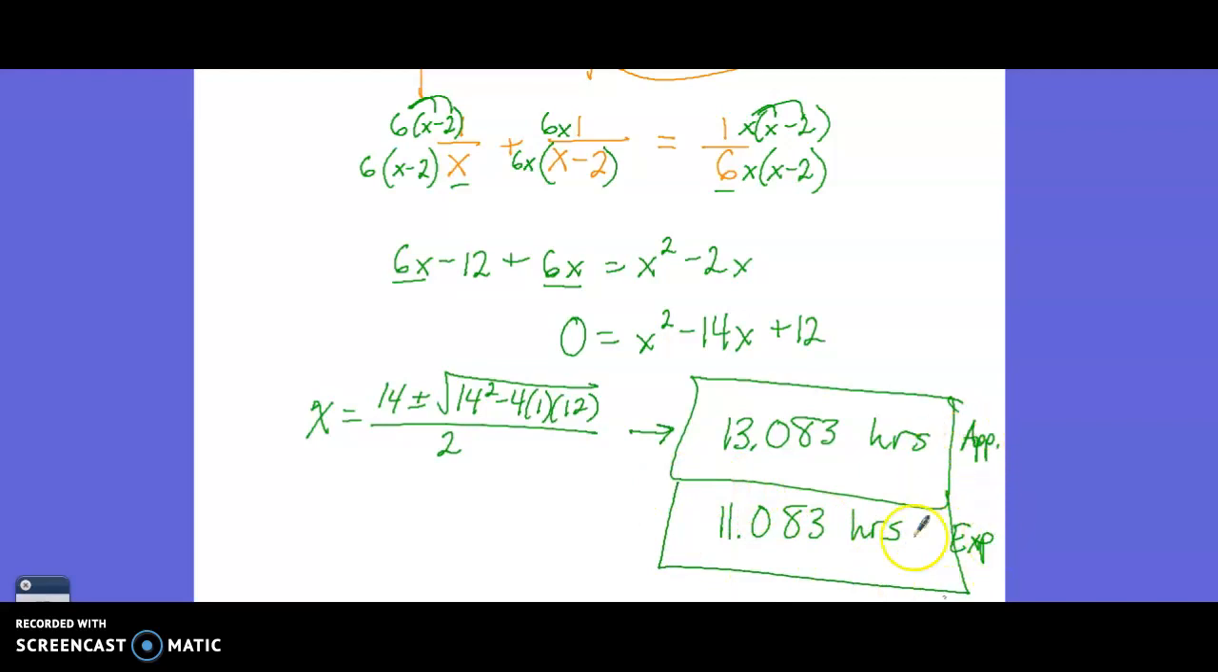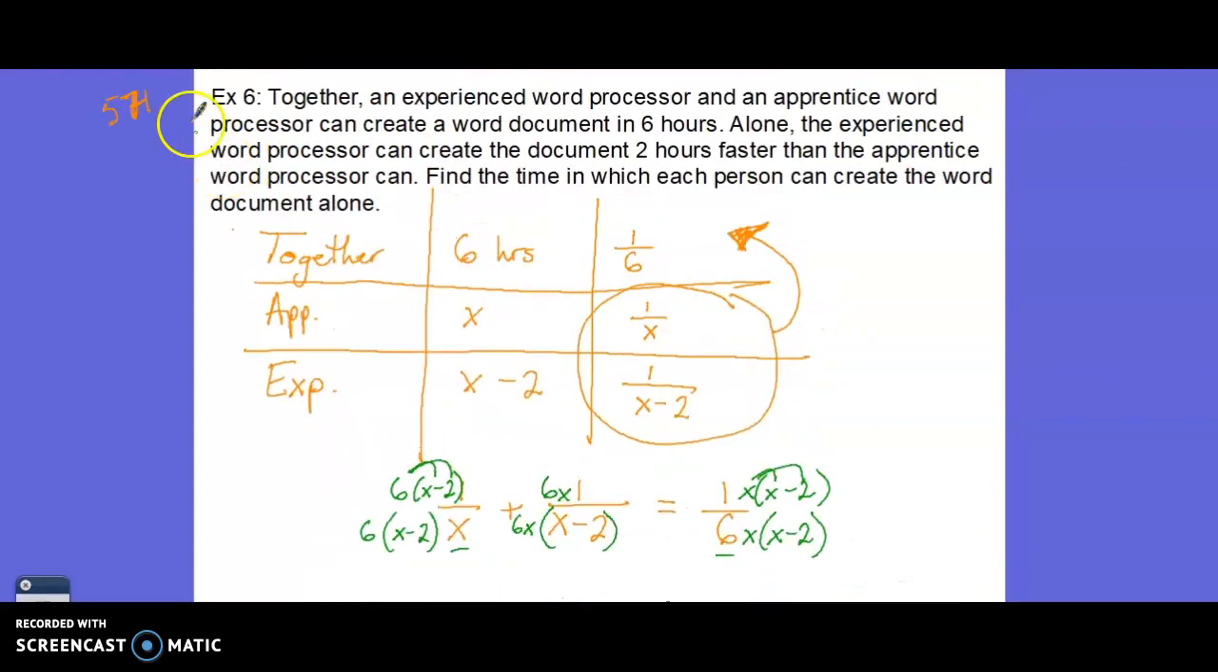So feel free to pause the video. Feel free to go back to page 571, 572, if you want to see how the book explains it. But pretty much the same thing that I did.